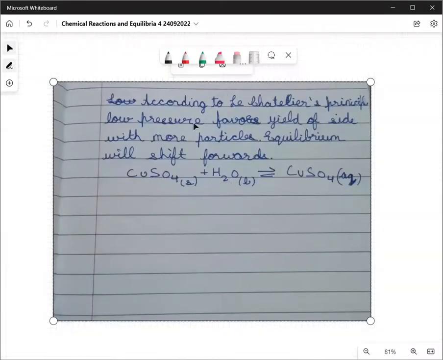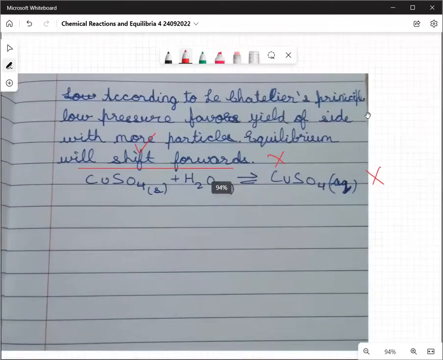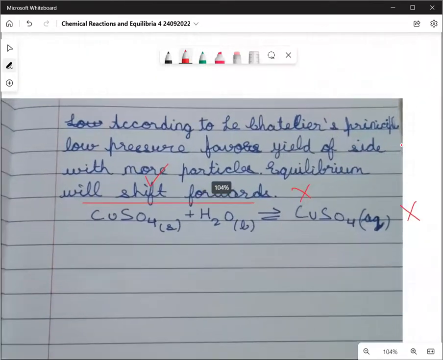Now, according to Le Chatelier's principle, low pressure favors yield with more particles. Yep, that's correct. Equilibrium will shift. Okay. This one is wrong. Now, Niranjana, work with me. Tell me what is wrong here. It will move backwards. Why?